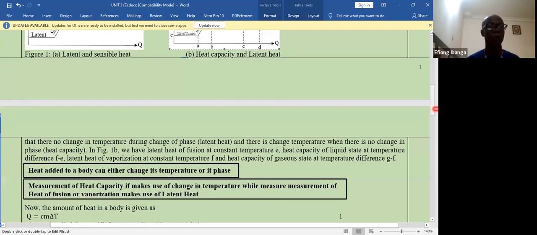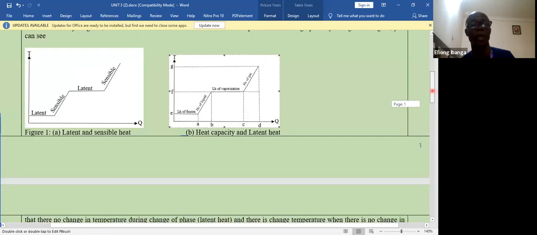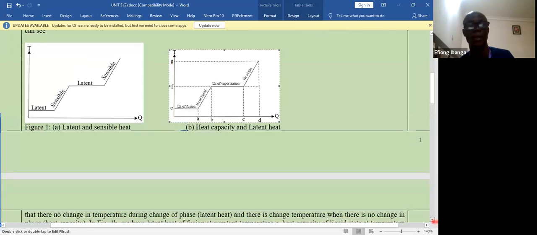Therefore, you see that in figure B, we have latent heat of fusion at constant temperature E, then heat capacity of the liquid state at temperature difference F to E. Look at it there, F to E, I beg your pardon. That's the temperature change from here to here as the temperature is rising. Then you have this transition. This is heat capacity, the part that can be measured using heat capacity. Then you go ahead again.